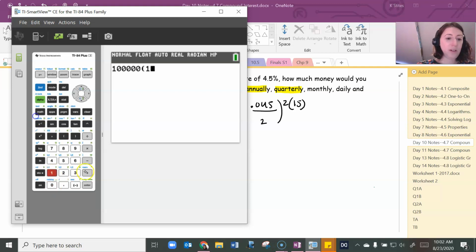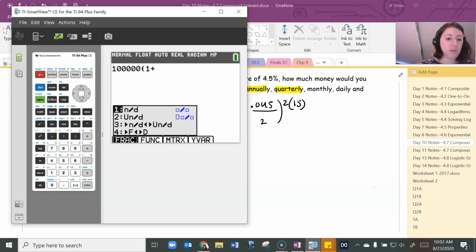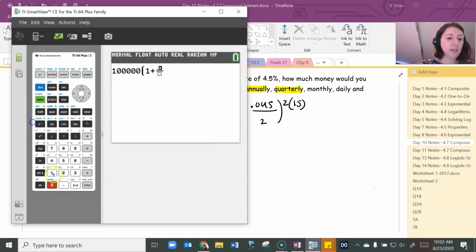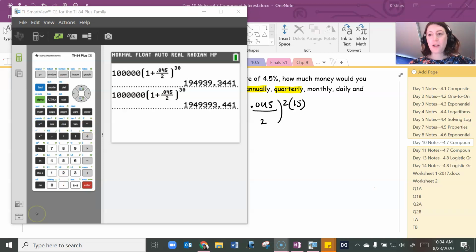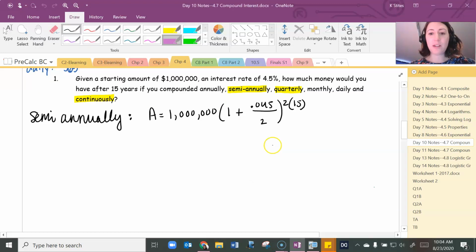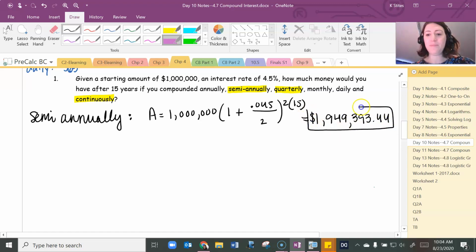Okay, and I have 1 plus 0.045 over 2, to the 2 times 15, which is 30, power. And oops, I lost a 0 there, so I went ahead and put that back in, and I do get this amount here, which is good because otherwise I'm losing money, and that would be bad. So $1,949,393.44 is what I'm getting for A. Make sure you have a dollar sign. All right, so there's semi-annually.